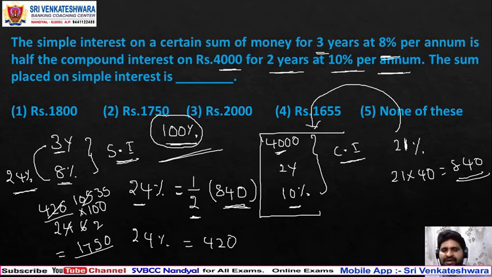Look at here, if you solve that, if 24% is 420, so 1% is 420 by 24. If I multiply into 100 and solve that, I'll get 1750. So it's very simple here.